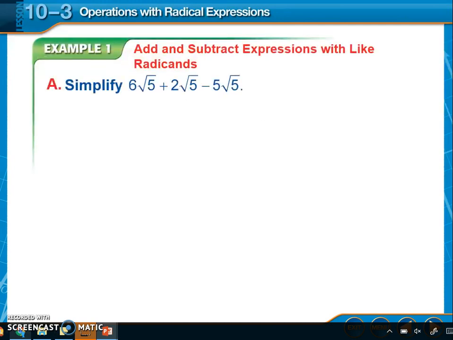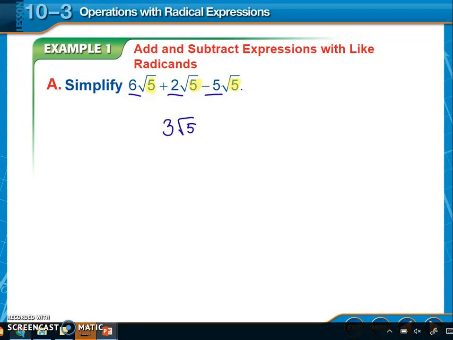So, first thing we're going to do is look at this, and they have the same radicand. Remember, the radicand is the part inside the square root. In here, all of these have a 5 in the radicand, which means they're like terms. So I want to add and see how many square root of 5s I have. I have 6 of them here, 2 of them here, and negative 5 of them there. 6 and 2 makes 8, and then 5 less makes a total of 3 square root 5s.